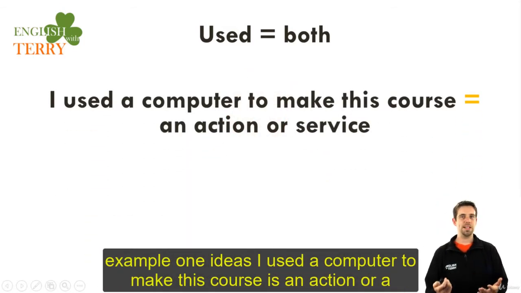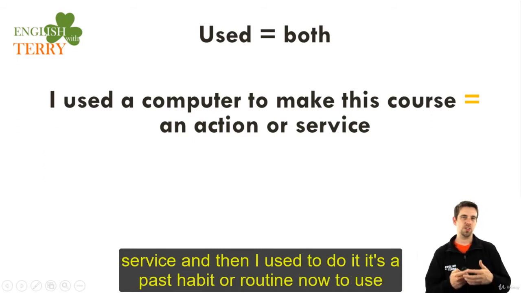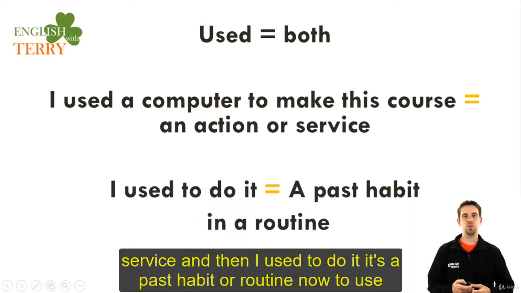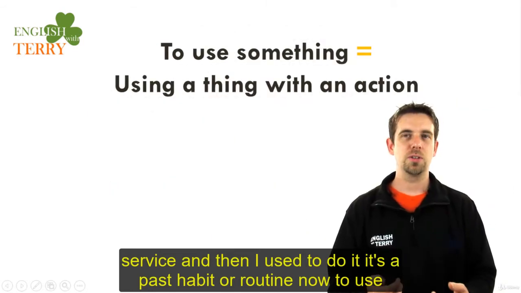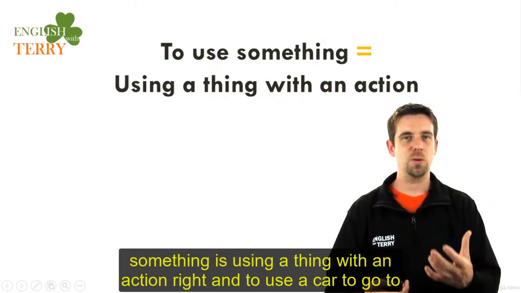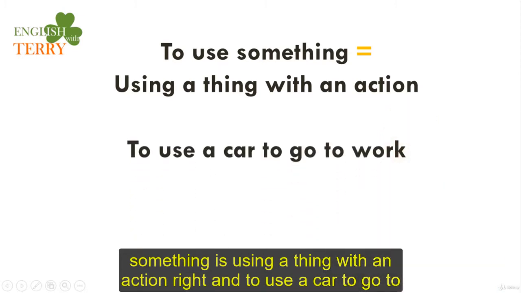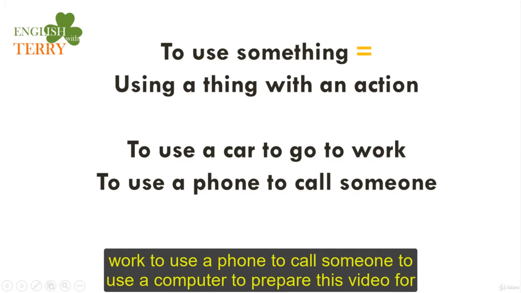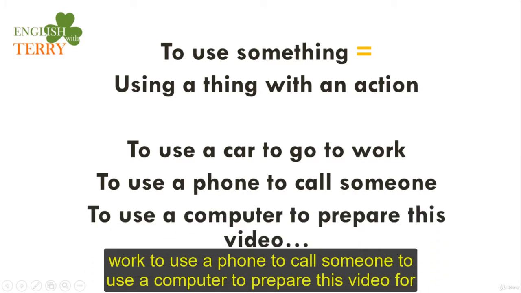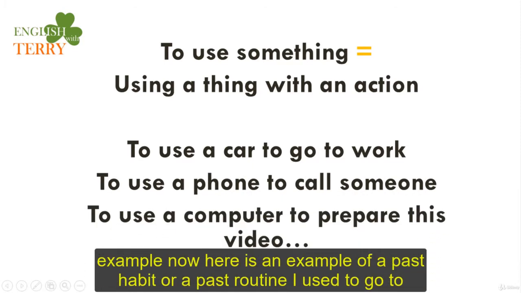For example, one idea is "I used a computer to make this course", which is an action or a service. And then "I used to do it" is a past habit or routine. Now, to use something is using a thing with an action, right? To use a car to go to work, to use a phone to call someone, to use a computer to prepare this video, for example.